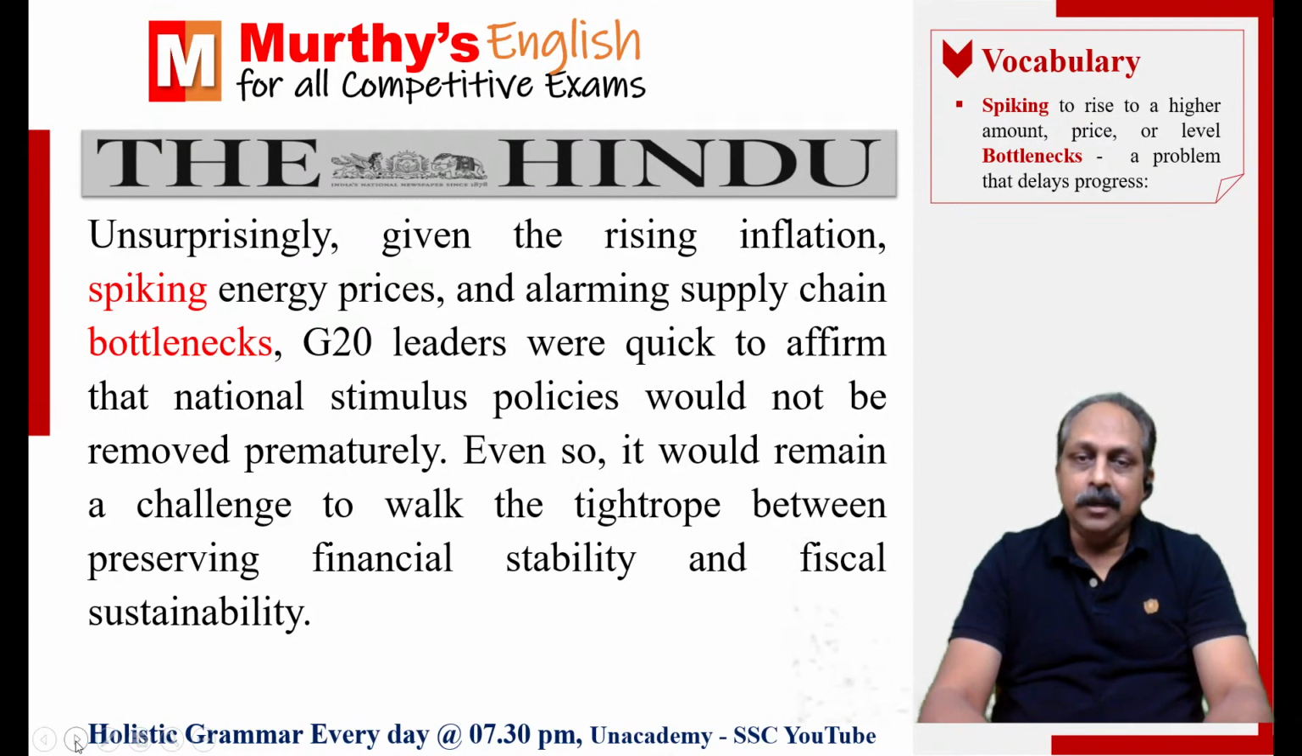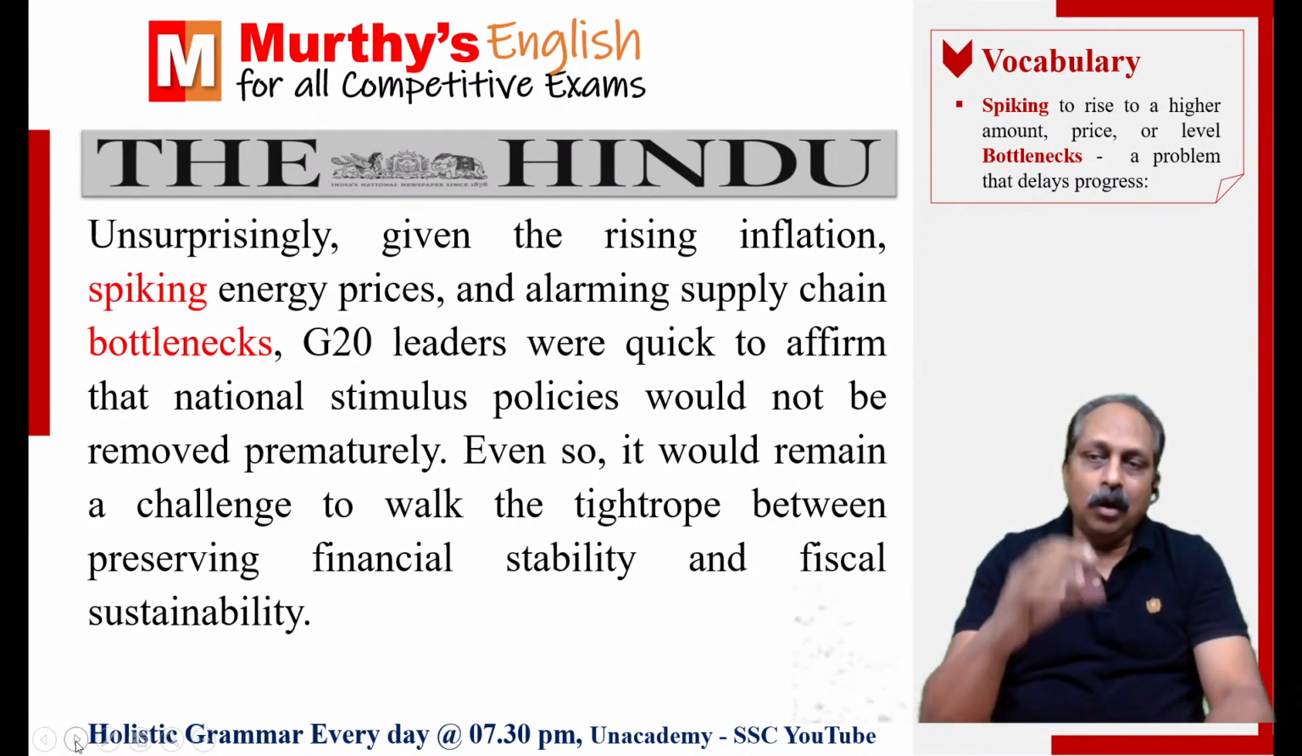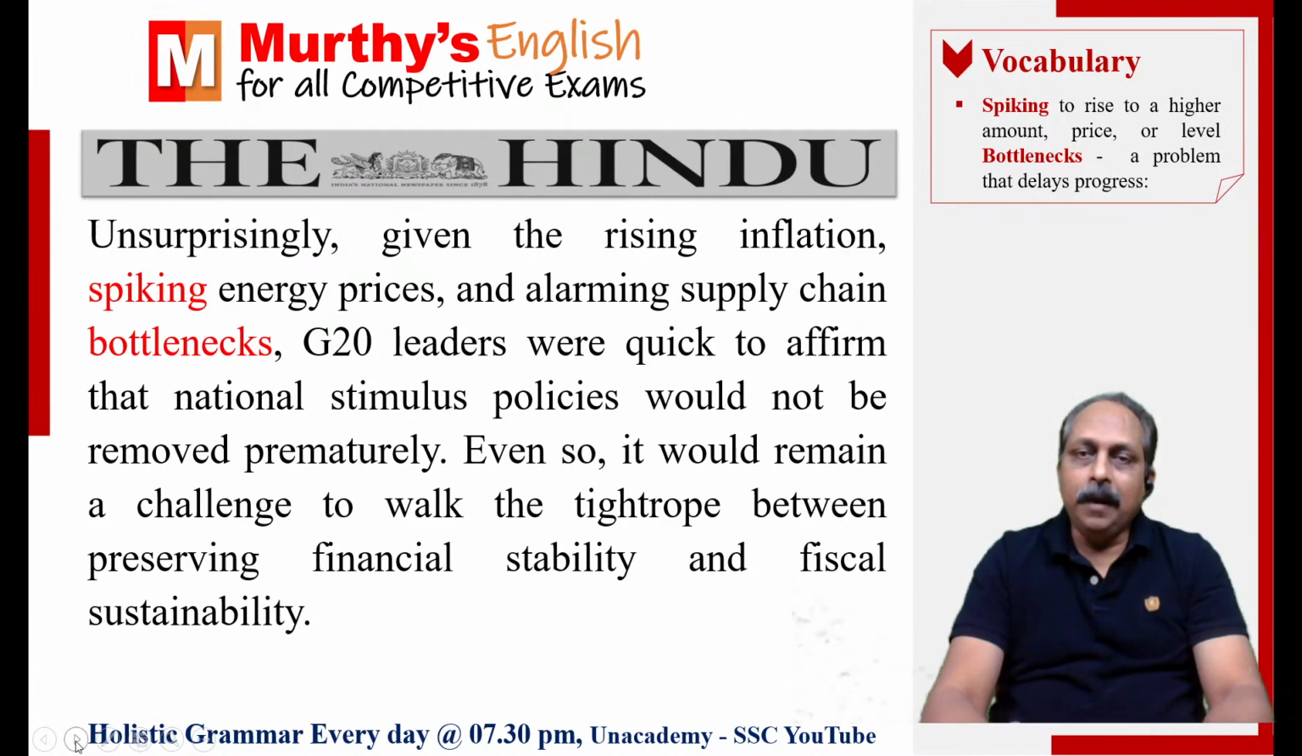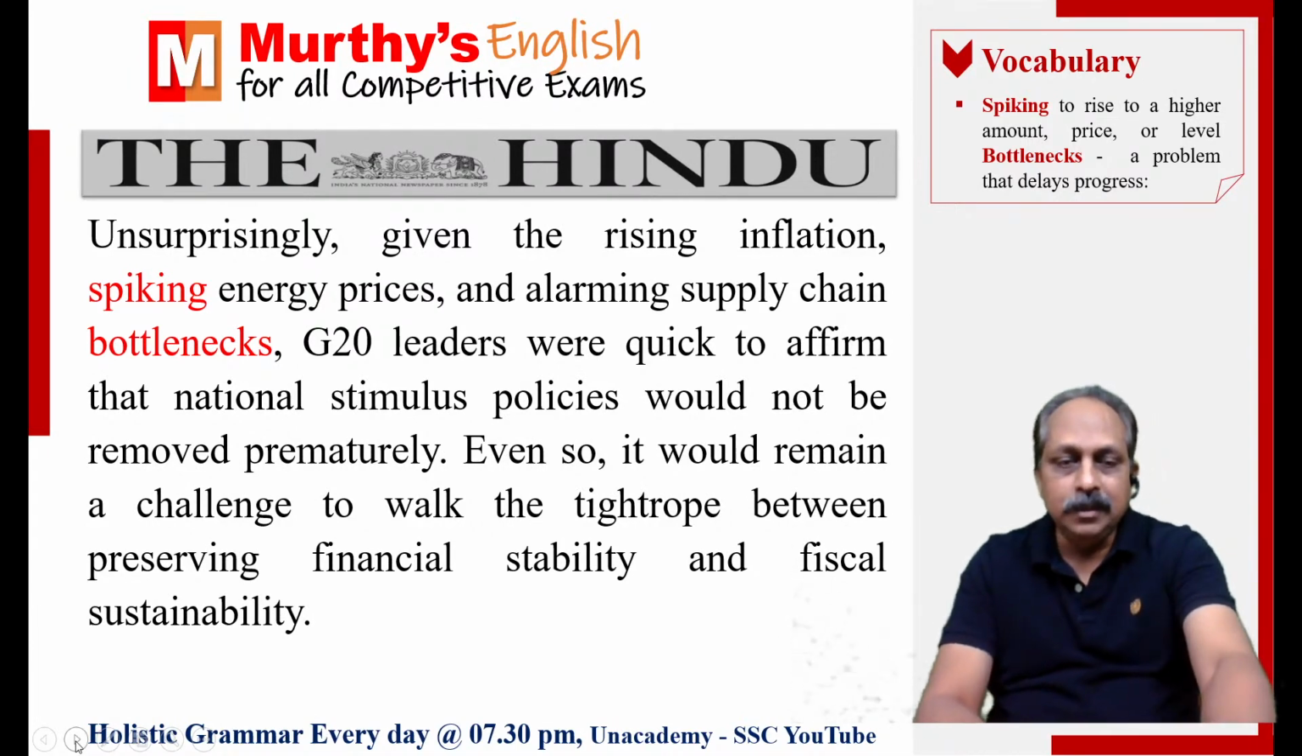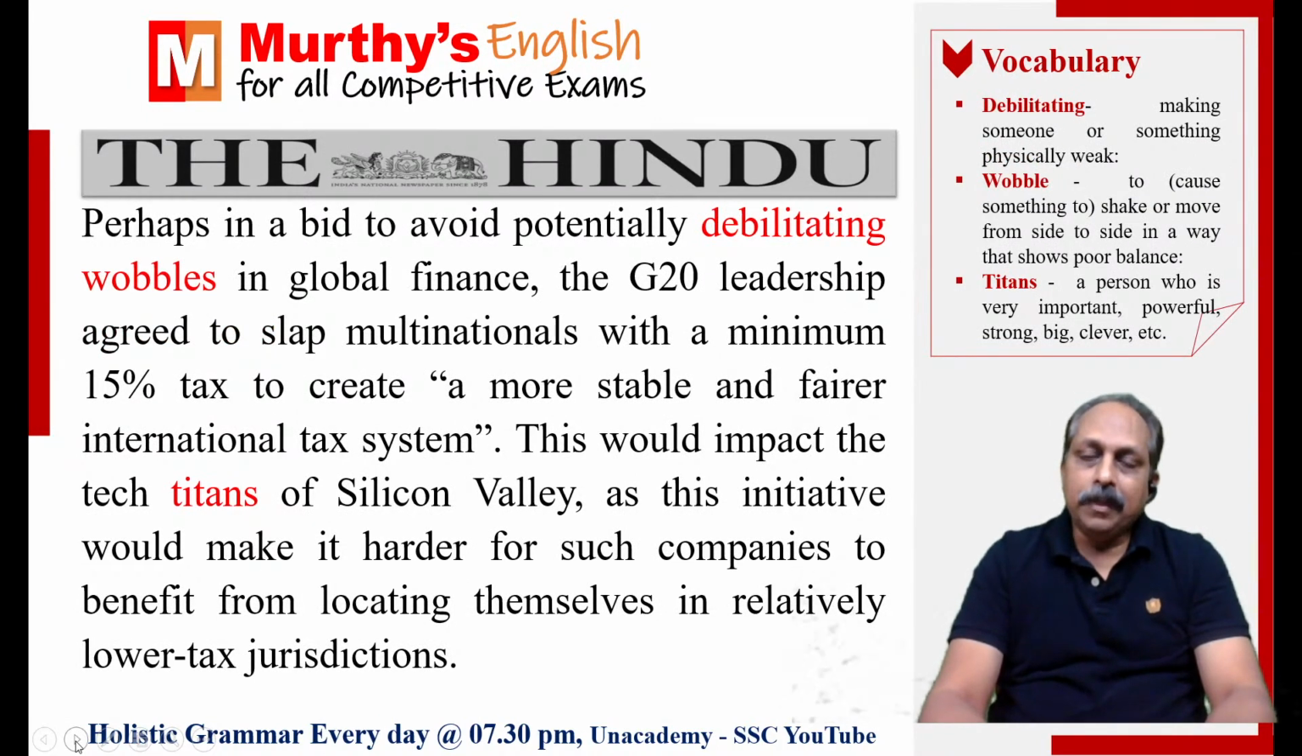Even so, it would remain a challenge to walk the tightrope. This is an important expression. To walk the tightrope means to be in a difficult situation, between preserving financial stability and fiscal sustainability. Perhaps in a bid, now it comes to the next dimension. What is it? Taxing related. Perhaps in a bid to avoid potentially debilitating wobbles in global finance. There are two words over here. One is debilitating. That is an important word. Making someone or something physically weak. And wobble means to shake or move from side to side in a way that shows poor balance. Someone is not balanced, a little shaky, and walks that way. Then we use the word wobbling.